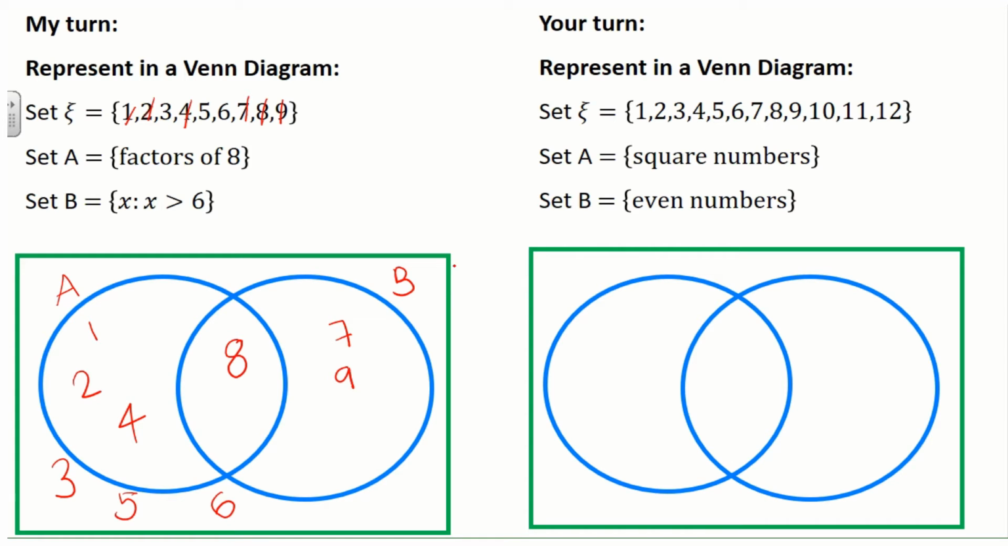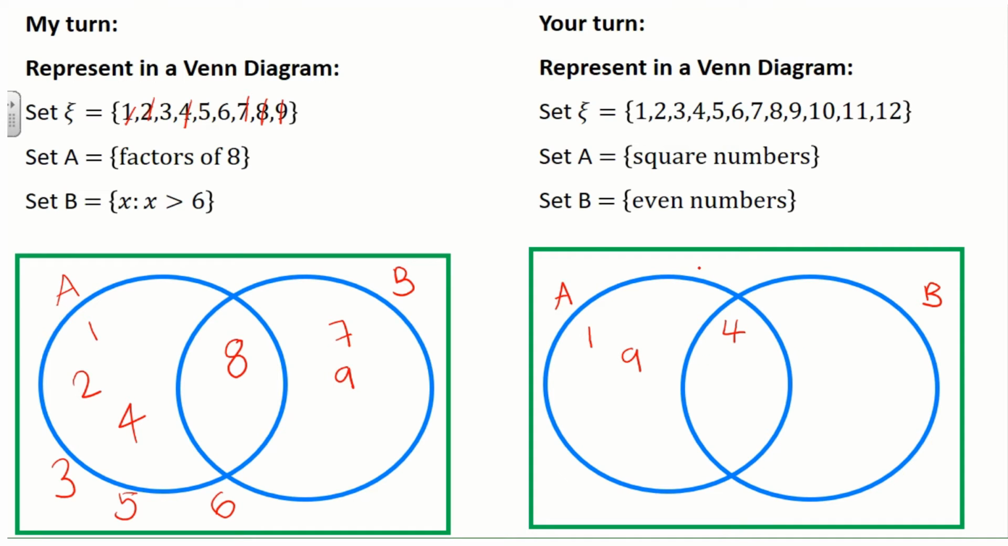Okay, so second question. Hopefully you've had a go at this one and are just marking your work now. So we've got A over here, B is over here. Square numbers are numbers where, when we times a number by itself, the answer is a square number. So 1 goes in here. 2 times 2 is 4, 4 is an even number, so that goes here. 3 times 3 is 9, 4 times 4 is 16, 16 is not in our universal set, so we're not going to write that in.